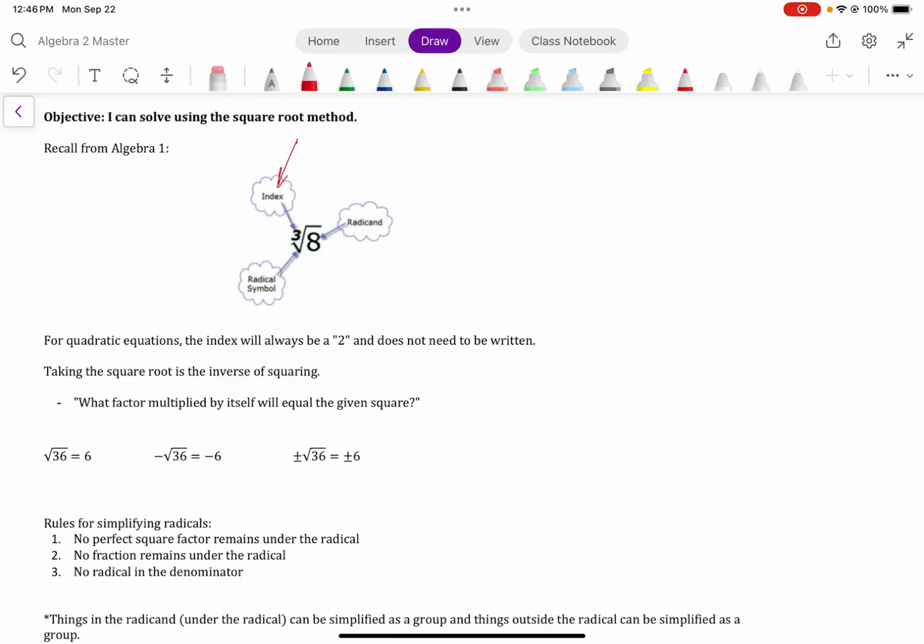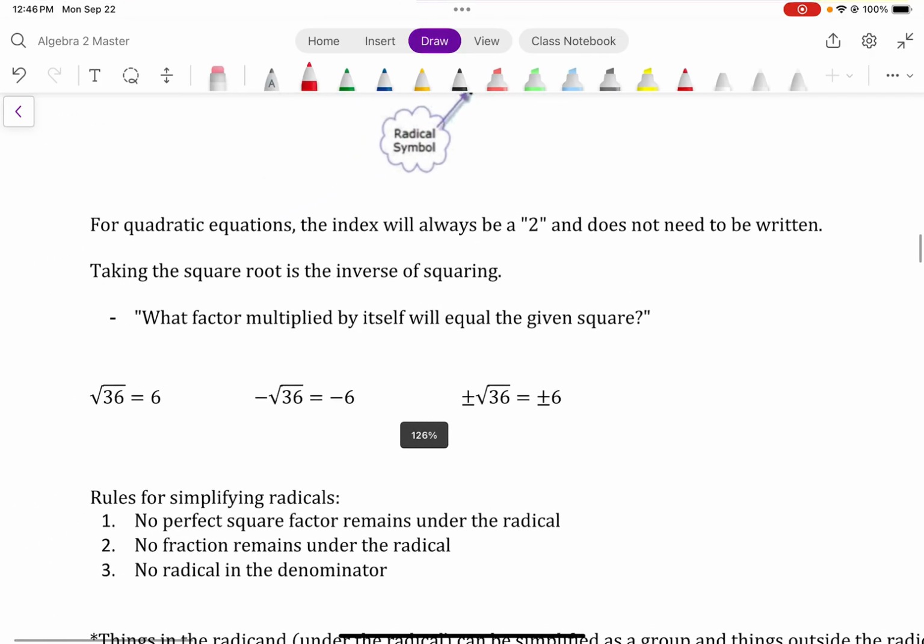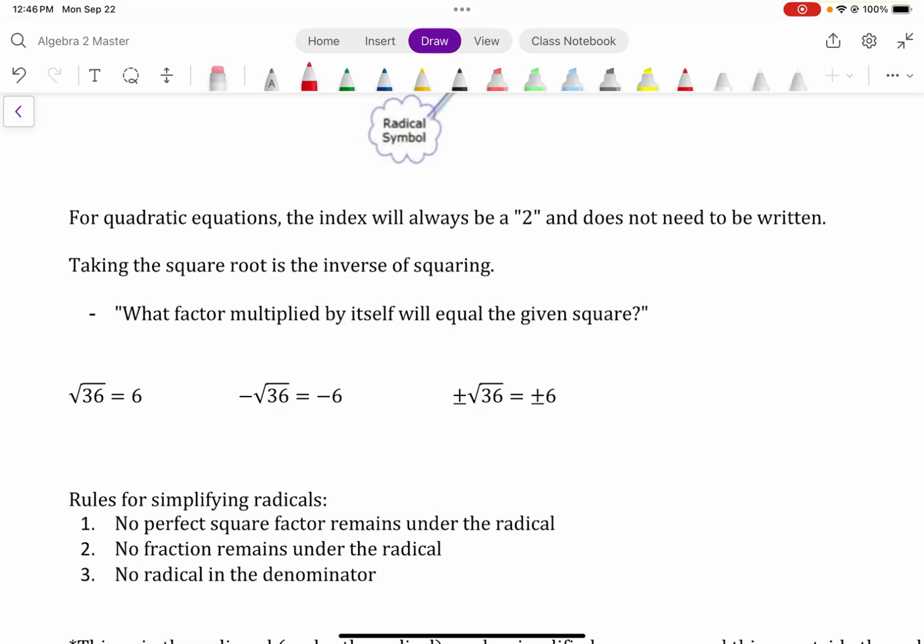But you need to know the difference between a radical and a radicand. Radical is the symbol, radicand is the thing underneath the symbol. When we are taking a square root, it's just the inverse of squaring. It's what factor multiplied by itself will equal the given square. So if I gave you the square root of 36, the answer is just 6. I am giving you the answer of a positive square root of 36. 6 times 6 equals 36. That's how I get my answer.